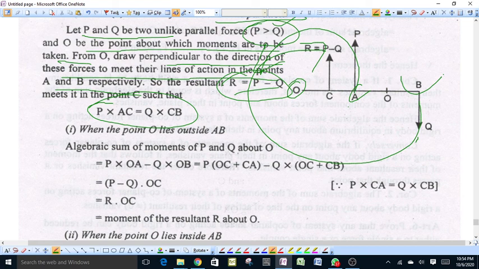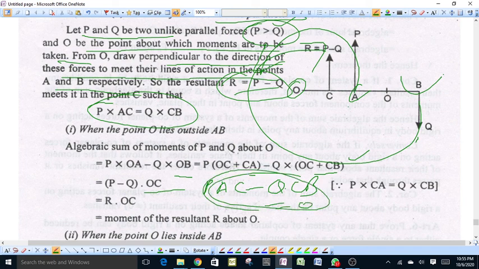Therefore, the algebraic sum of the moments of P and Q will be equal to P into OA minus Q into OB. OA can be written as OC plus CA, and OB will be equal to OC plus CB. This comes out to be (P minus Q) into OC, because P into AC minus Q into CB is equal to 0.